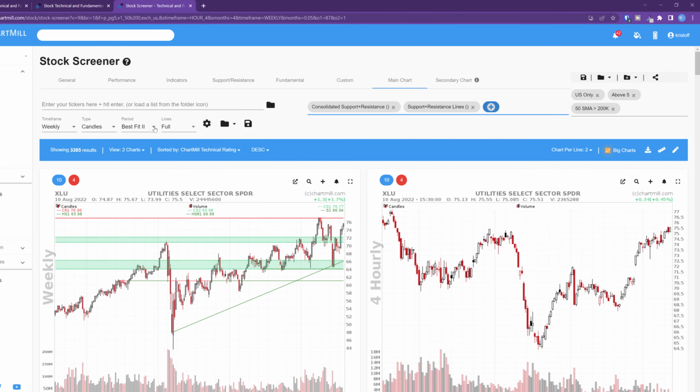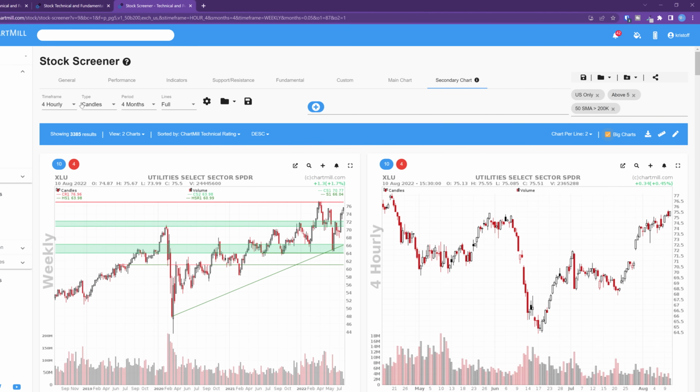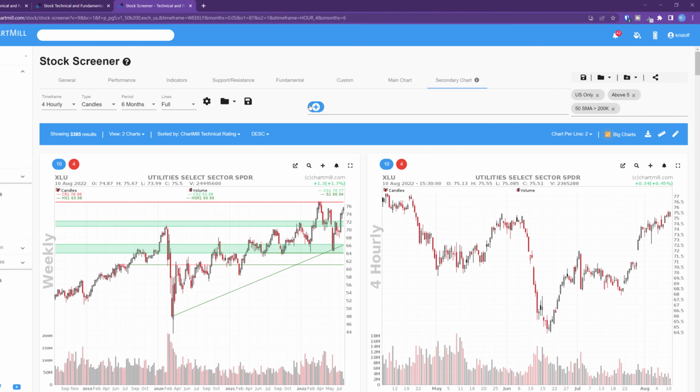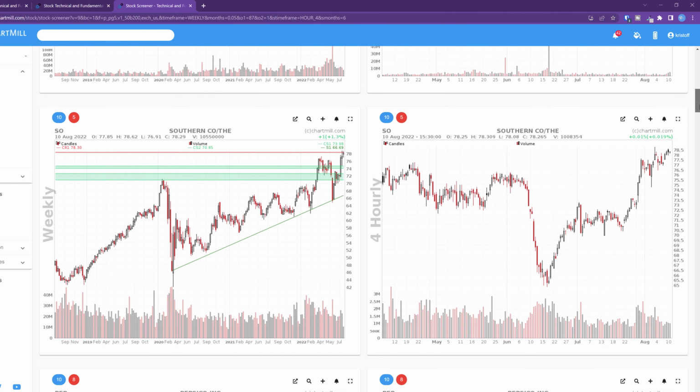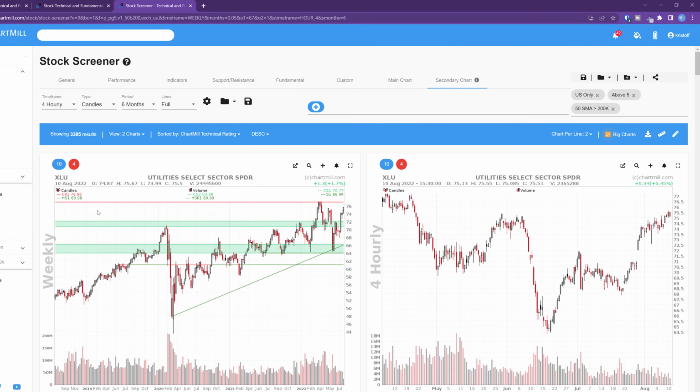Now go to the secondary chart and set it to the 4-hour time frame. Again, choose a time period. In this case, I select 6 months. Any other indicators in both charts should be removed so you can purely focus on the support and resistance levels. If everything is set up correctly, you should see on the left the weekly chart and on the right a 4-hour chart of the same stock. The 4-hour chart is the time frame on which you decide whether or not to enter the market. And we will now use the weekly chart to find relevant support and resistance levels.